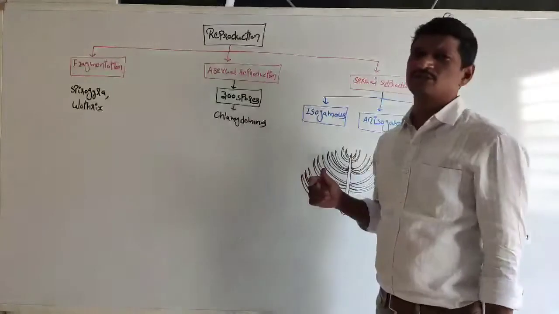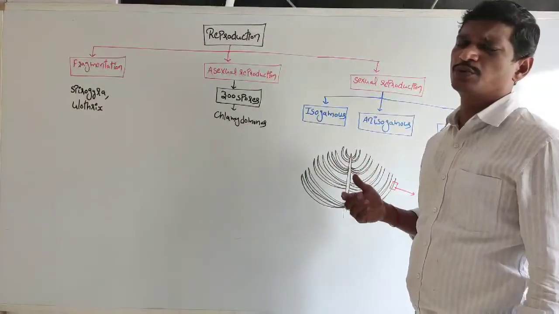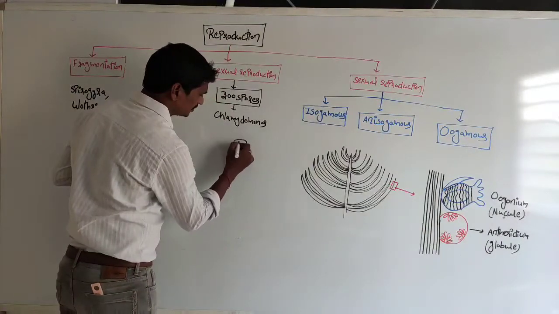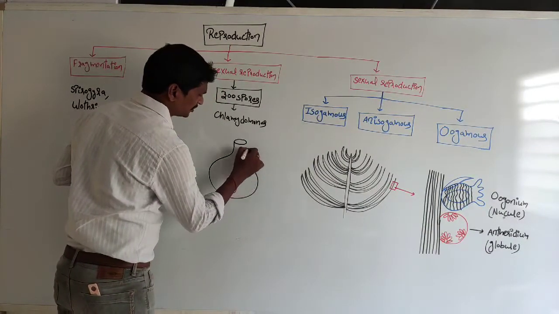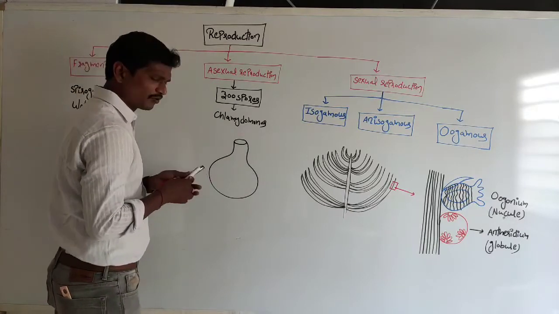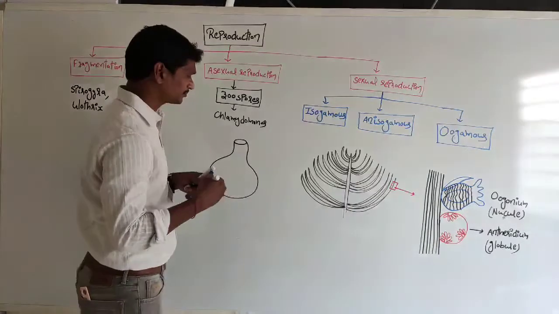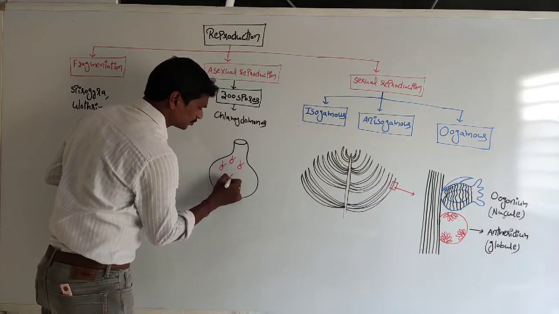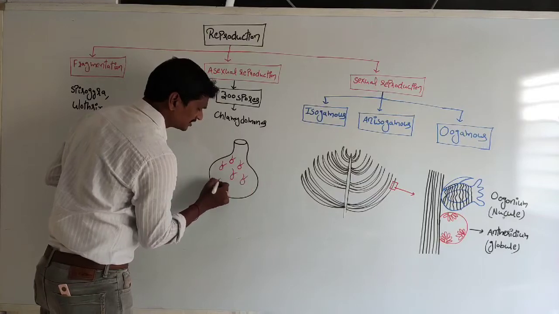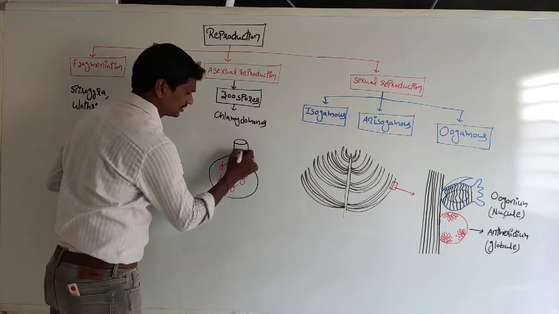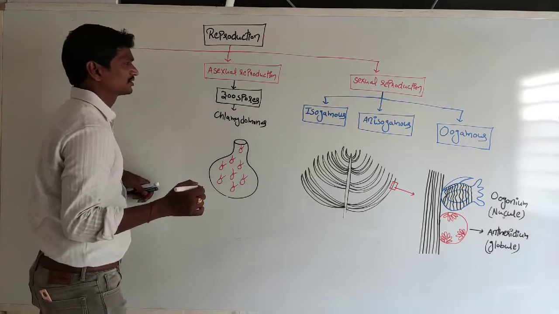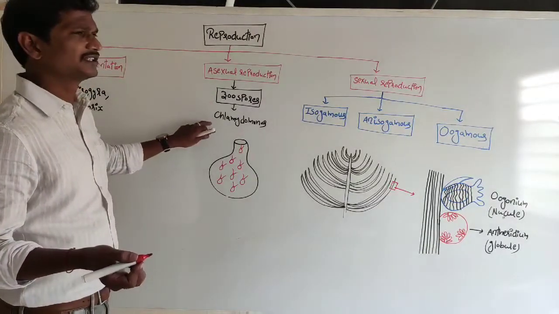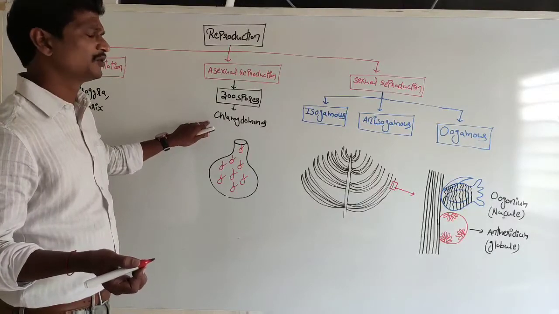And the next one is asexual reproduction. Here zoospores are produced. Zoospores are nothing but motile spores. See, this is the sporangium, especially involved in the production of zoospores, which have flagella. The organism here is Chlamydomonas, right? So here there is asexual reproduction by zoospores. Okay, the example is Chlamydomonas, right?